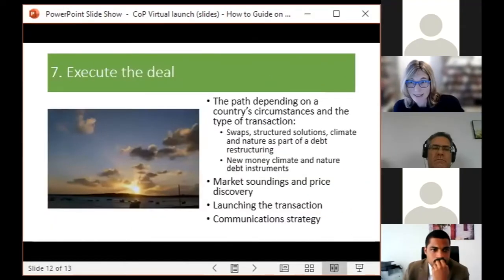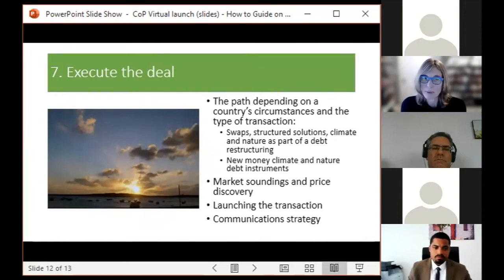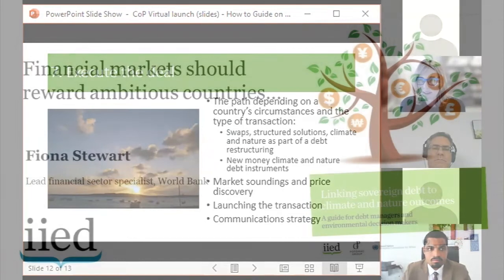So the last step finally is the execution of the deal. And the implementation of any transaction is really going to differ on the nature of the actual transaction itself. So again, whether it's going to be a debt for nature conversion swap program, or if it's a new money instrument, the execution will have its own very specific steps.